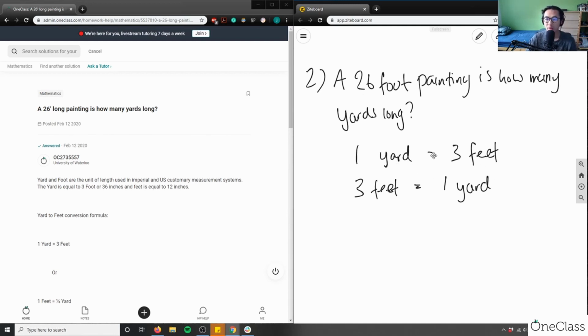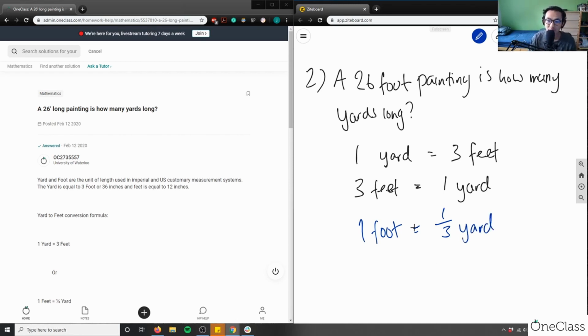If I had 1 yard equals 3 feet and 3 feet equals 1 yard, what I could also do here is divide both sides by 3 to get another conversion. I'm going to do this in blue. So if 3 feet equals 1 yard, then 1 foot would equal, I would have to divide both sides by 3. So 1 foot would equal 1/3 of a yard. And once I have that, this problem becomes very, very easy.